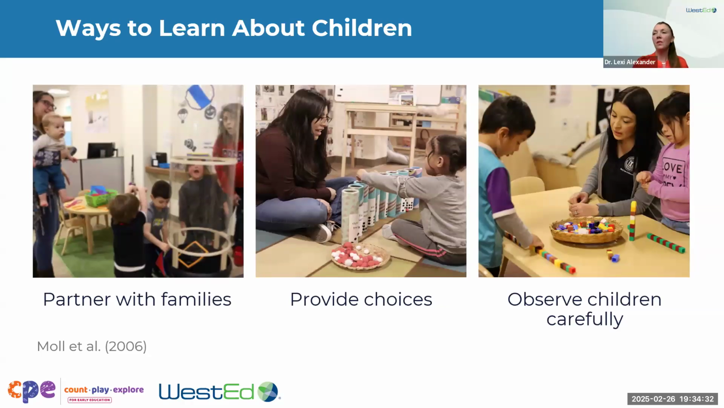Yes. So let's consider, building on what we know about mutual learning, ways that we can learn about children. Mutual learning is learning all about children. Well, how do we learn about children? Well, as Osnat said, we can observe children carefully, and that's our third image over here on the right.